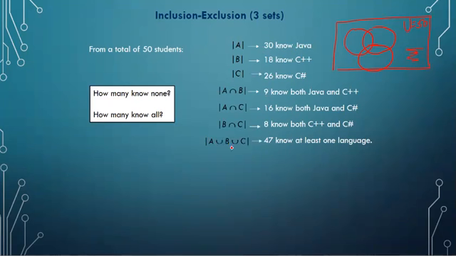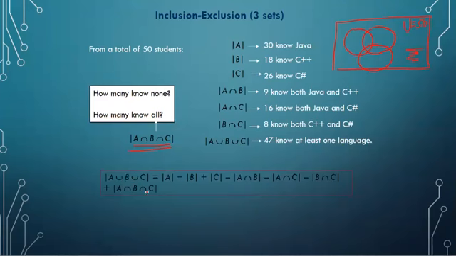Why are we taking A union B union C as 47? Because at least one of the languages is known by 47 students. So this entire area which comprises all the three circles is equal to 47. Now the next thing is, if we want to know how many know all the languages, it will be A intersection B intersection C. So the formula is as follows.